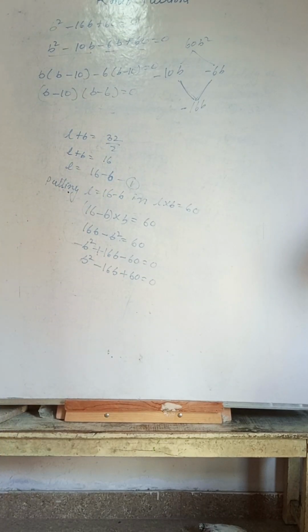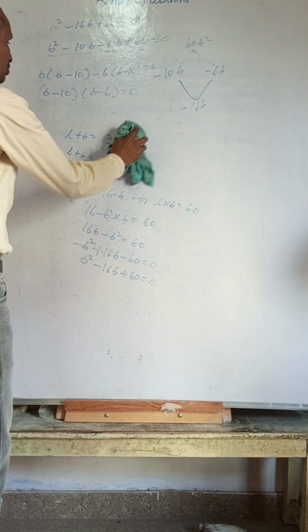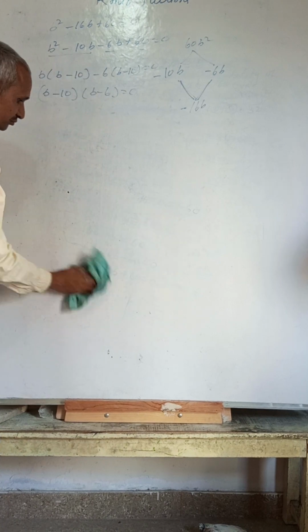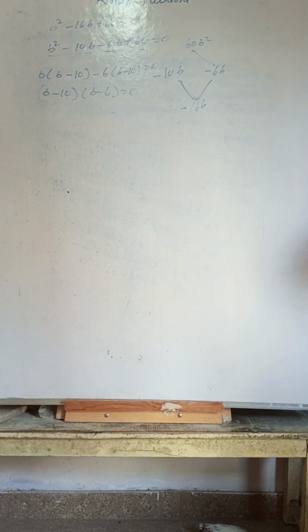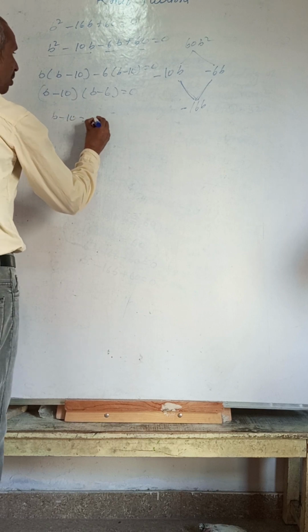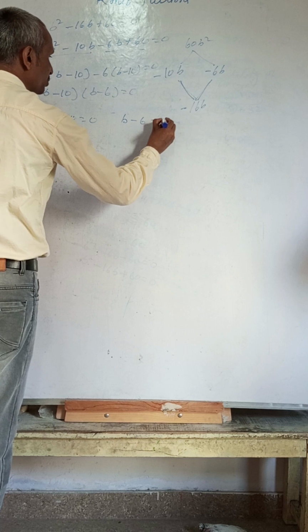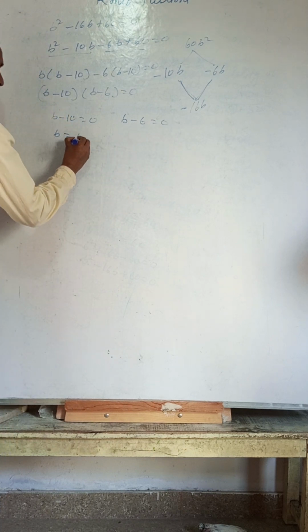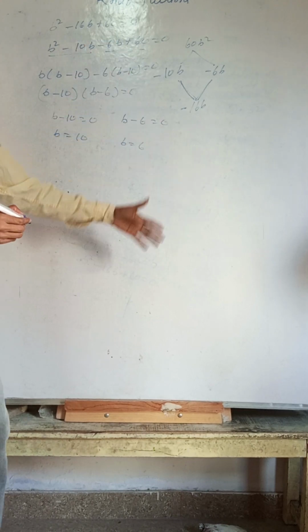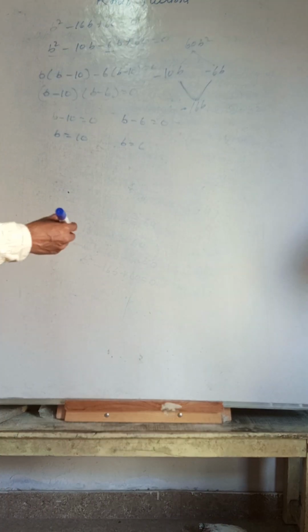You can also find this by the quadratic formula method. So b minus 10 is equal to 0 and b minus 6 is equal to 0. Then b is equal to 10 or b is equal to 6. Maybe 10, maybe 6.